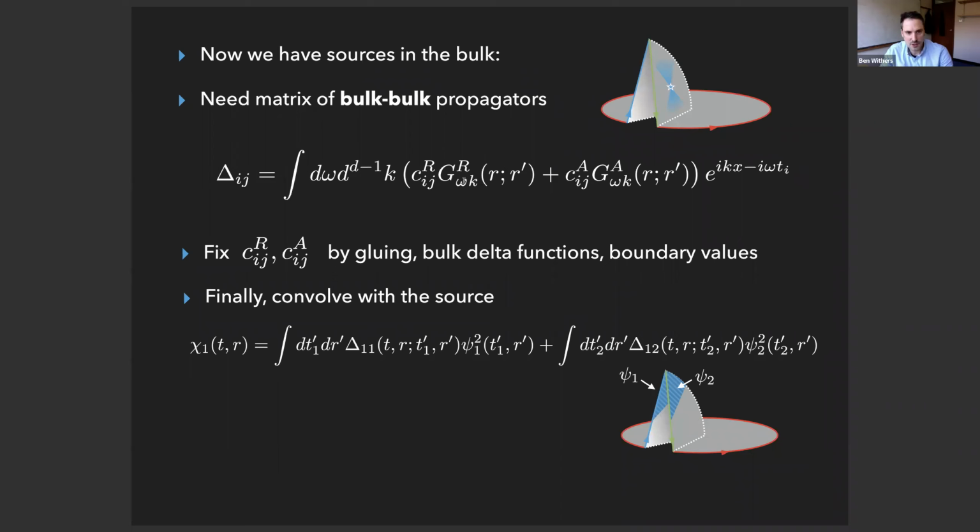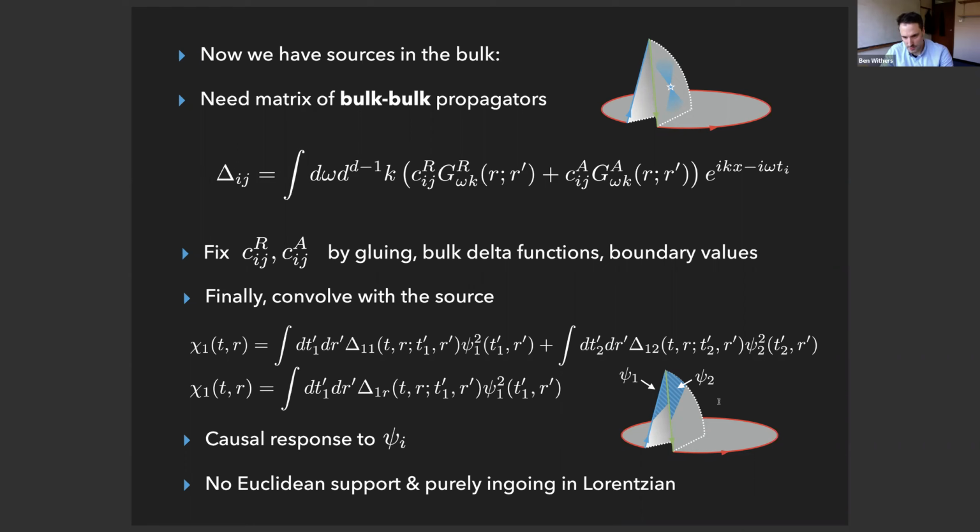And if you insert these relations and insert all the coefficients which you computed by all of these gluing and boundary conditions, what you find again is purely the retarded bulk-to-bulk propagator. So this piece will not depend on the advanced modes, only the retarded modes.